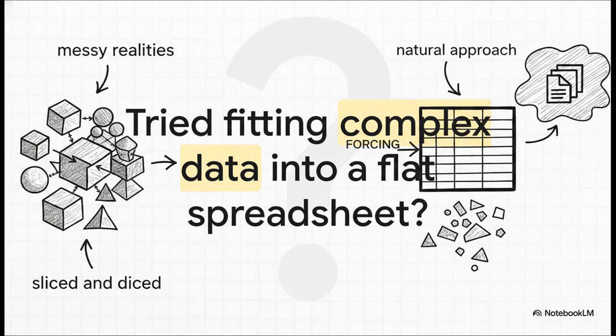So let's just start by thinking about how incredibly restrictive traditional databases can feel sometimes. You know that feeling when you're forced to cram three-dimensional, interconnected, kind of messy real-world realities into perfectly flat two-dimensional tables? It takes a whole lot of forcing, slicing, and dicing just to make it work, right? Well, that's exactly what tabular databases demand from us. But document databases, they offer a completely different and honestly way more natural approach.